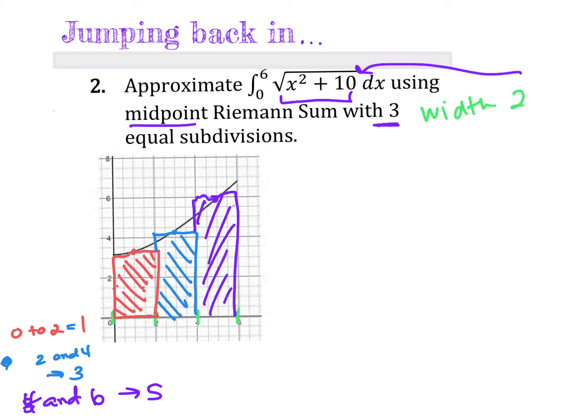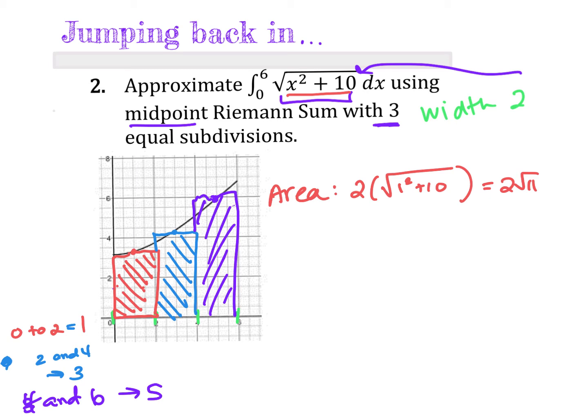So now our goal is to find the area of these 3 rectangles and add them together. So let's look at each one. The area of the red rectangle is going to be the width, which is 2, times the height, which in this case is what we get when we plug 1 into our function. I'm going to just go ahead and plug 1 into the function that they gave us. If we simplify this, this is just going to be 2 times the square root of 11, and we're going to go ahead and just leave it like that, 2 square root 11.